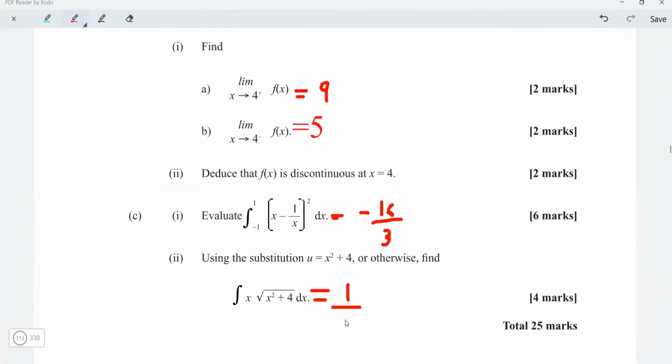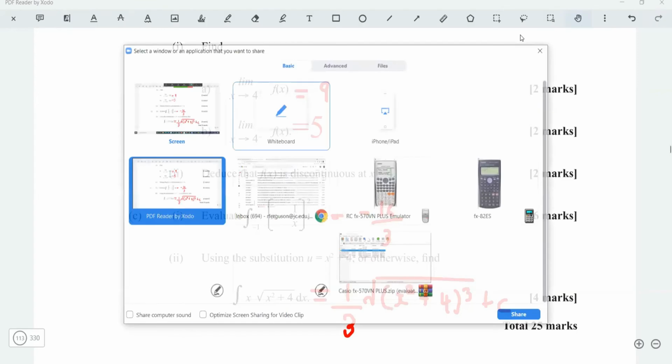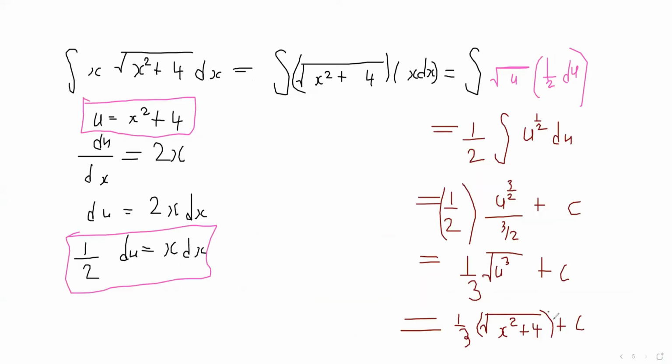1 over 3 times the square root of x squared plus 4, all cubed, plus a constant c. Oh, I left off my cube here, so don't forget to put on the cube. All right, that's it. Easy.